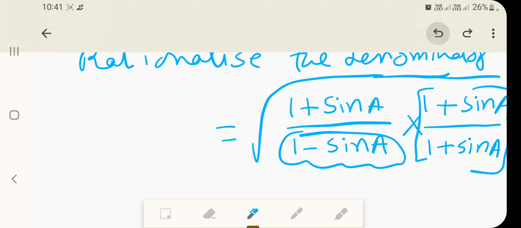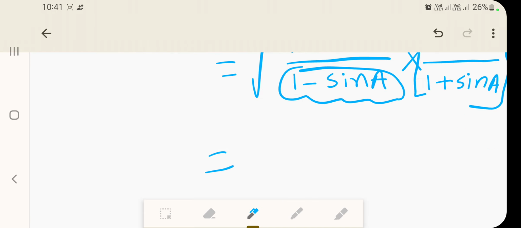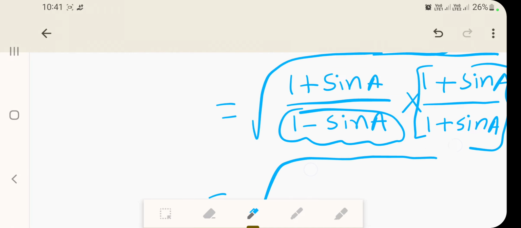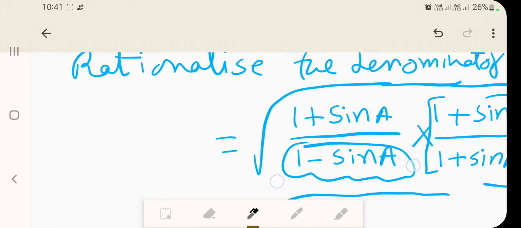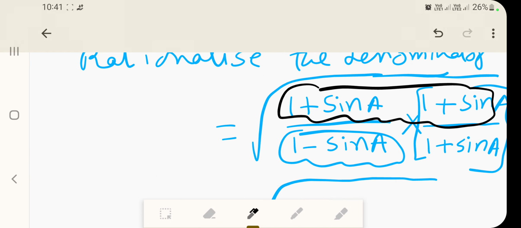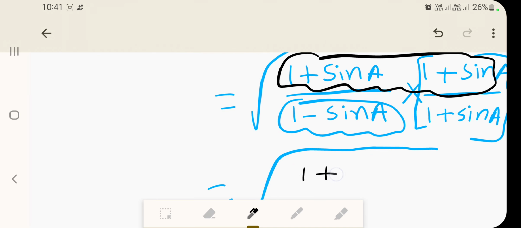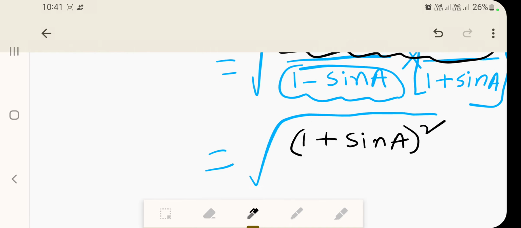We are not going to cancel here. We are writing these extra terms in place of 1 so that we can simplify the given expression and show what they have asked. So we are writing these extra terms of 1 plus sin A by 1 plus sin A. Now what happens here? In the numerator we have 1 plus sin A into 1 plus sin A, so we can write it as 1 plus sin A whole square.